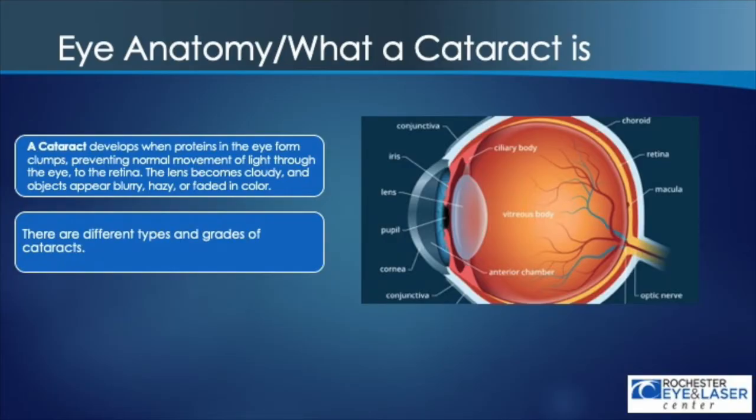So this is just a picture of the eye so that you can get familiar with the anatomy and just discussing what a cataract is. So basically, a cataract develops when proteins in your eye kind of clump together, okay? And it prevents the normal movement of light into your eye, therefore distorting your vision. So basically your lens looks like an M&M. Okay, there's a shell of your lens, your natural lens, and then inside when we're young, there's clear material. As we age, the material clumps up and causes cloudiness, okay?